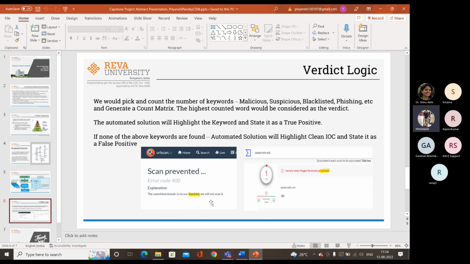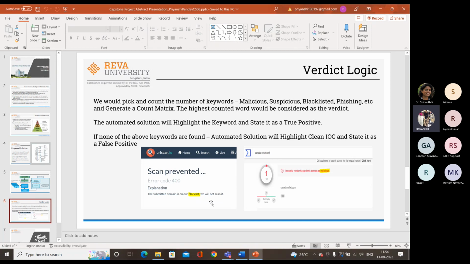So if there are, say, out of 10, 5 websites that say malicious, and two say blacklisted, we pick that as malicious, and it would highlight that particular keyword and state it as true positive. But if none of the above keywords, malicious, suspicious, blacklisted, phishing, etc., are found, it would highlight that as a clean IOC and state it as false positive.